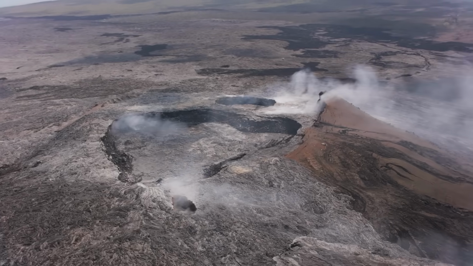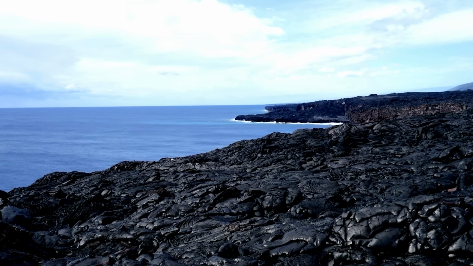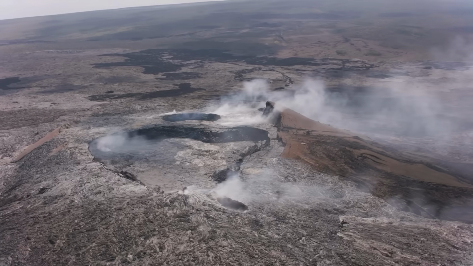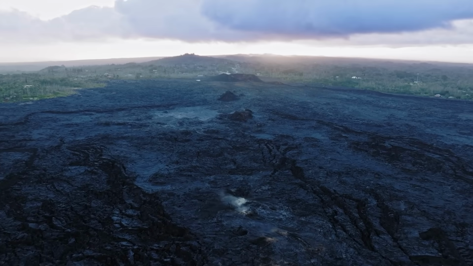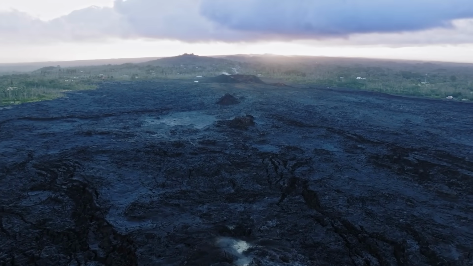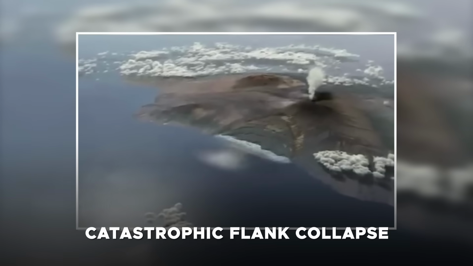Farther northwest along the ridge, volcanoes are extinct and no longer erupt, but they are not without danger. Their steep, unstable slopes pose a different kind of threat: catastrophic flank collapse.